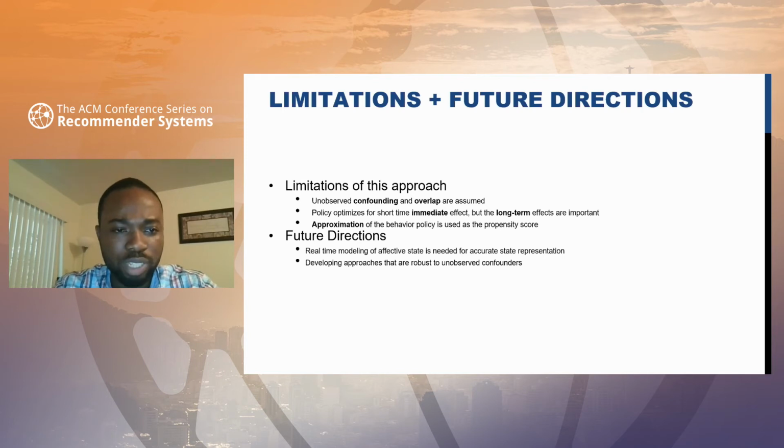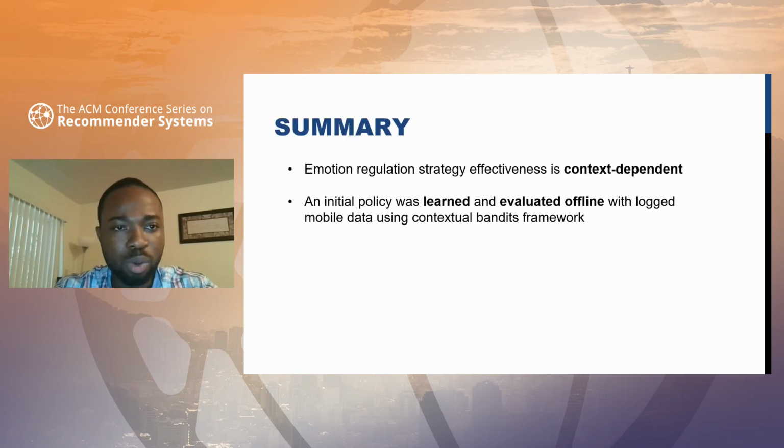Future directions will involve modeling the affect states in real time, and a richer state representation, and developing approaches that are robust to unobserved confounders. So in summary, emotion regulation strategy effectiveness is context dependent, which we've shown in this work. And we were able to learn and evaluate policies, or an offline policy, using logged mobile data in a contextual bandit framework. Thank you.